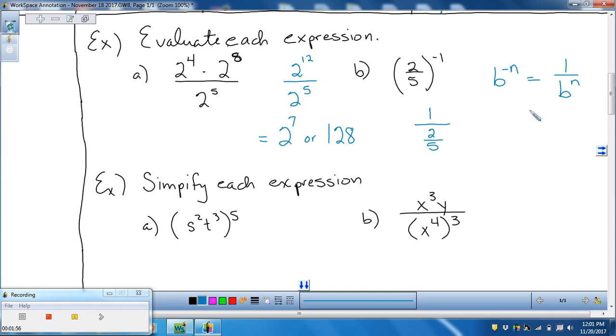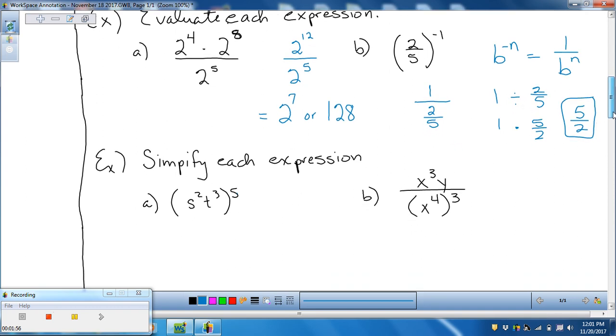And now I have 1 divided by 2/5. Remember, we keep the first one the same, change it to multiplication, flip the second one. So 1 times 5 over 2 is equal to 5 over 2. So that is it for example B. The answer is 5/2. Next example, we're going to simplify some expressions this time.